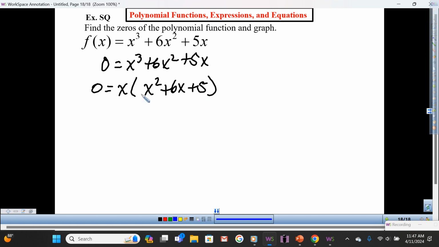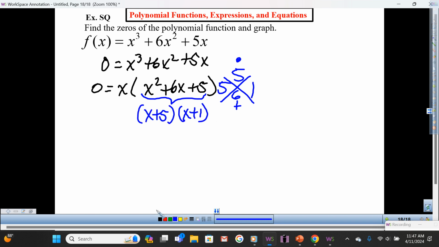Power Rangers, for the inside right here, factors of 5 that add up to 6, everyone. 5 and 1. So my factors are x plus 5, x plus 1. Bring down the GCF. All right. From there, what do I do? Courtney Jean. Set everything to 0. X plus 5 equal to 0. X plus 1 equal to 0. Let's solve. This one's done.